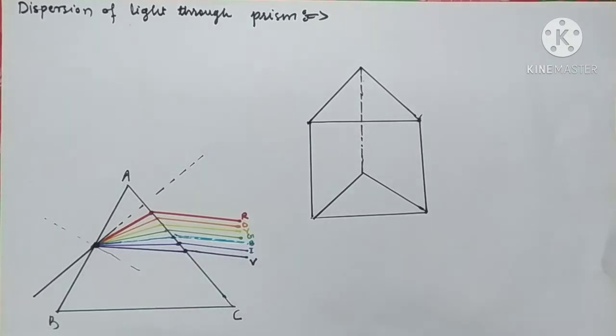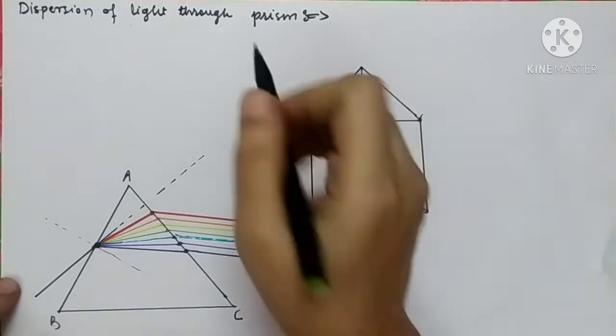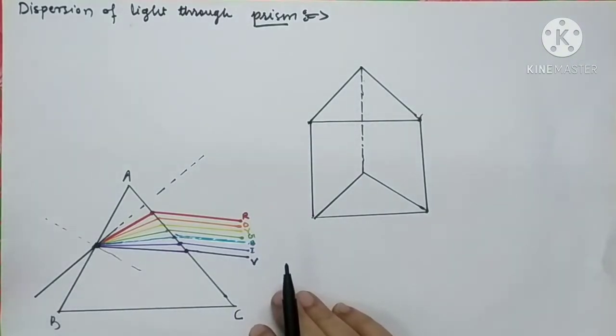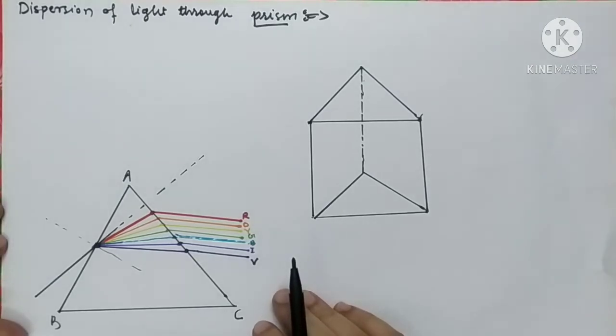Let us further move into the topic optics. In the last lecture we had seen the dispersion of light through a glass slab. Now today we are going to learn the dispersion of light through a prism. First and foremost thing, let us see what is a prism. A prism is also a glass material, but it is designed in a different way.